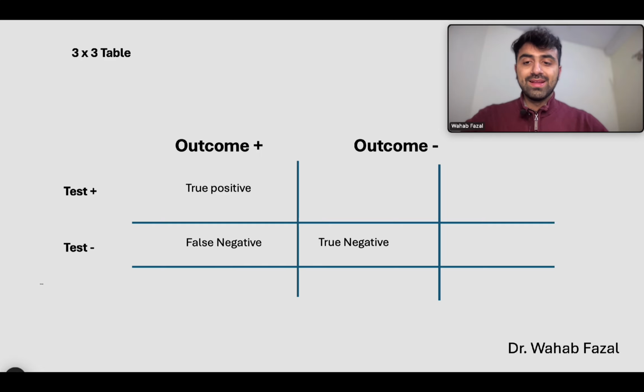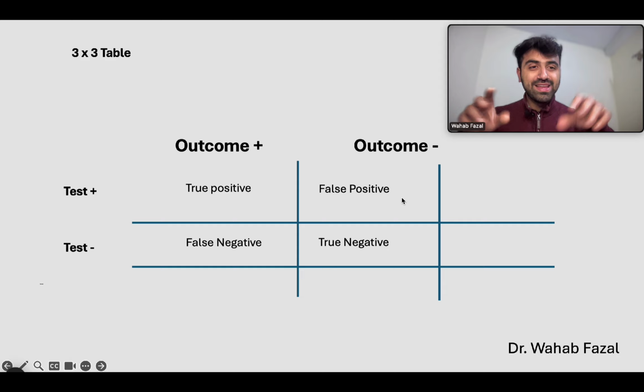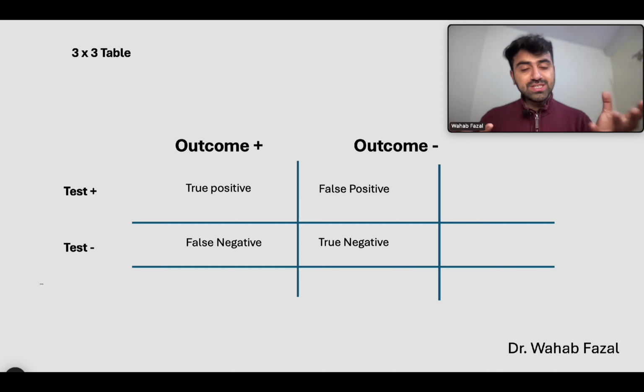What if the test comes up negative, but the person actually has the disease? This is a false negative. Similarly, the test comes up positive for the person who does not have the disease. You don't have to remember each part of this table, but I'm just trying to explain for those who don't know the different parts of this table.